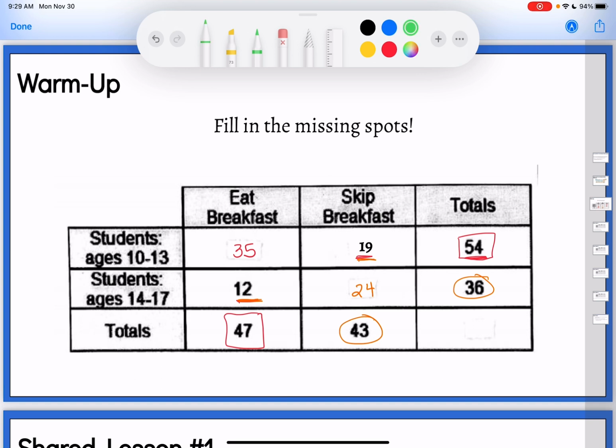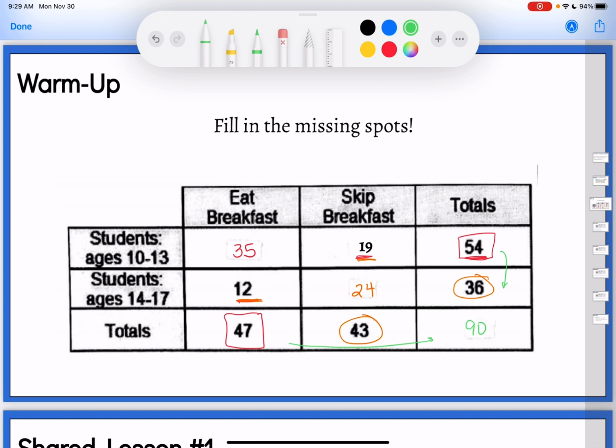And then finally we have our grand total, so we could add these two, coming down. 54 plus 36 gives me 90. Or you could add these two across. 47 plus 43, 90 that way as well. So 35, 24, and 90 would be the numbers we had to fill in that box.